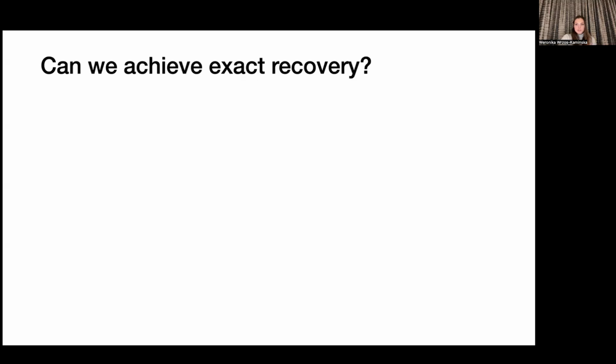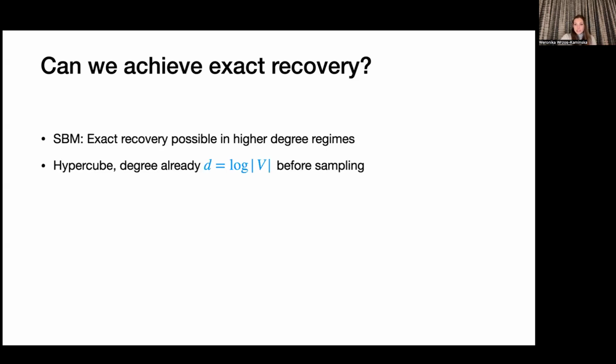But what about exact recovery? Is it ever possible to achieve exact recovery? So in the stochastic block model, we know that if we are in the regime where the expected degrees are logarithmic, then it is possible to achieve exact recovery. But now, in our case, the hypercube is already a very sparse graph. So even before we started the subsampling, each vertex had degree d, which is logarithmic in the number of vertices.